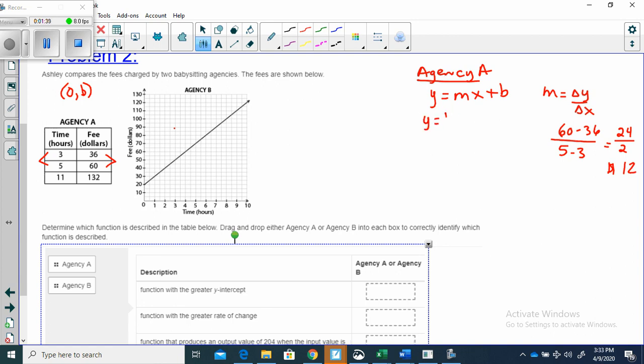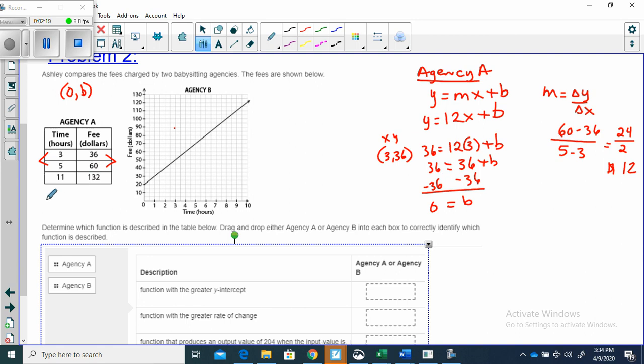Y is equal to $12 per hour times the number of hours plus whatever their initial fee is. Well, let's see what it would be. Let's plug in a point to see what our b would be. I've got the point (3, 36). Let's plug it in and see. Here's your x, here's your y. Y is 36. That would be equal to 12 times 3 plus b. 36 is equal to 36 plus b. Well, if we subtract the 36 from both sides, we see that our b, our initial value, is 0.